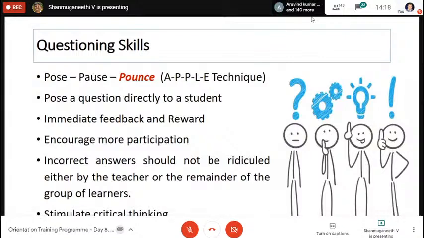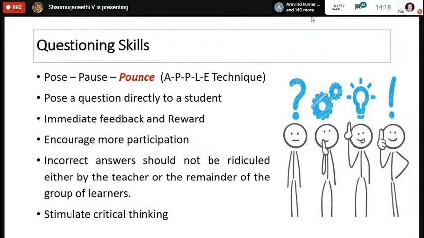Then the second thing, as I already told you, is questioning skill. People use post, pass, pounce, the triple P model, for questioning. Sometimes they pose a question directly to a student. Post, pass, pounce means first they pose the question, then give the pass, then identify the student. Why? Because they want to make every student think.